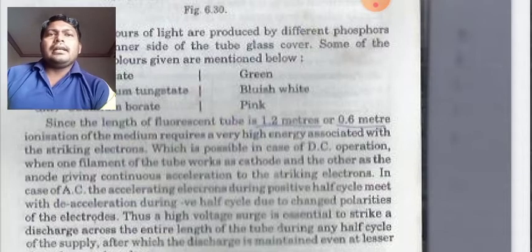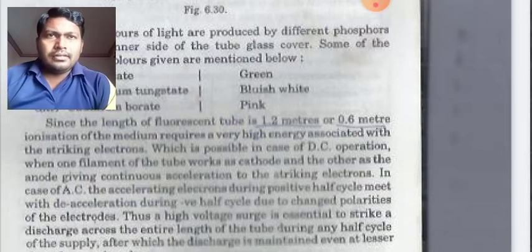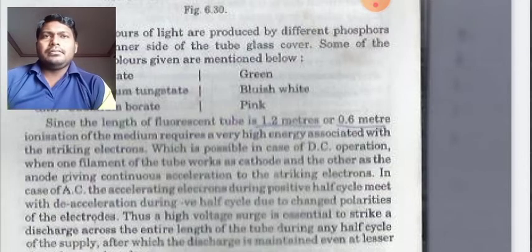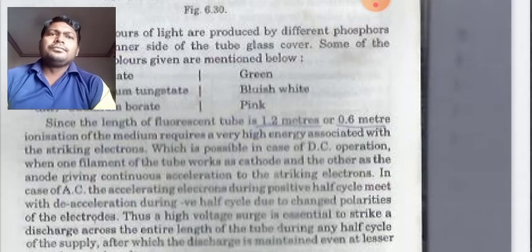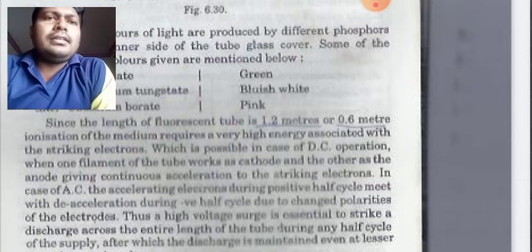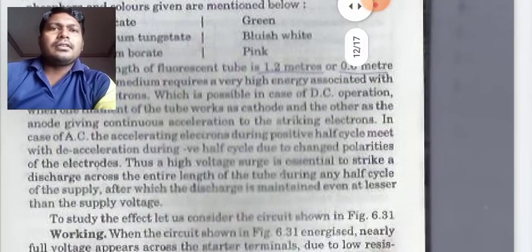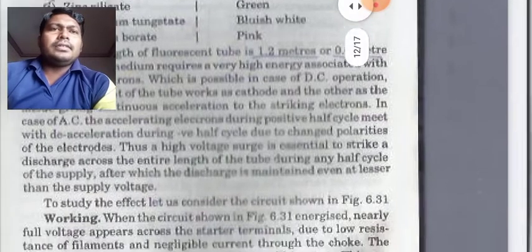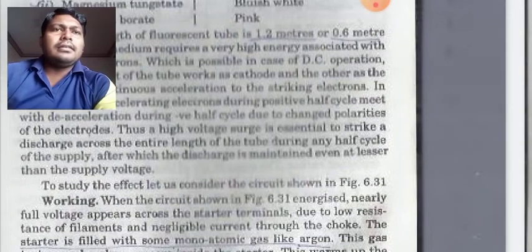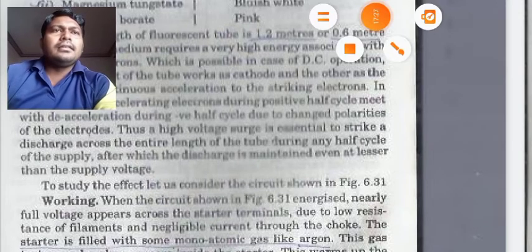So, a high voltage surge. What do you mean by surge? A sudden increase in potential, or a sudden increase in current, can be called a surge also. So, a high voltage surge is essential to strike a discharge across the entire length of the tube during any half cycle of the supply, after which the discharge is maintained even at lesser than the supplied voltage.